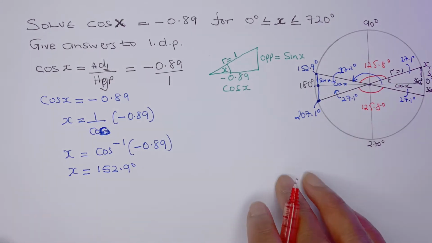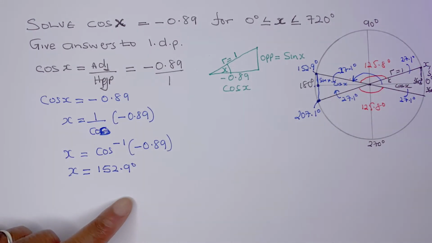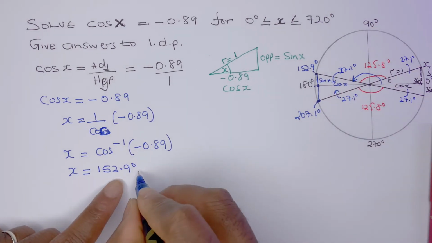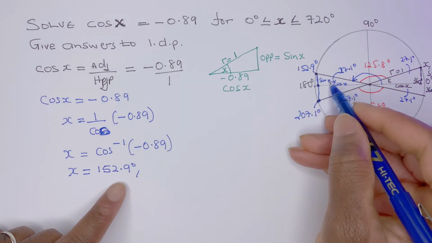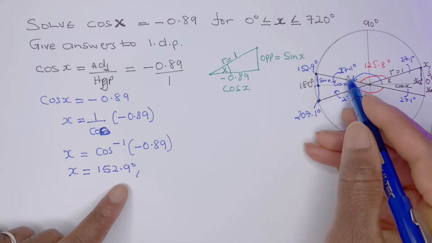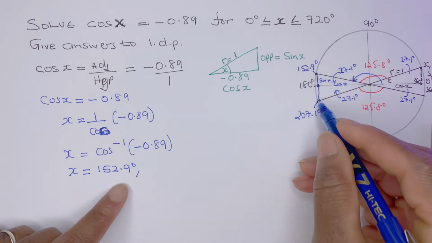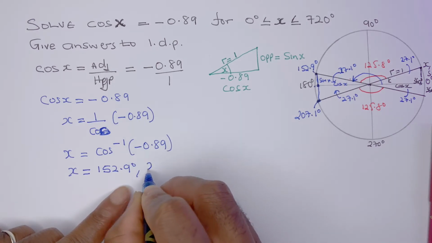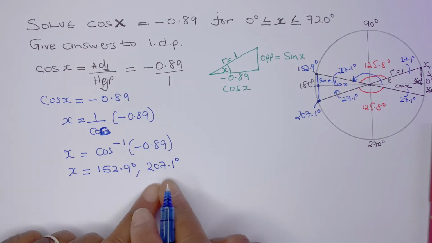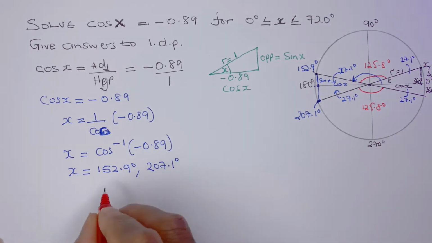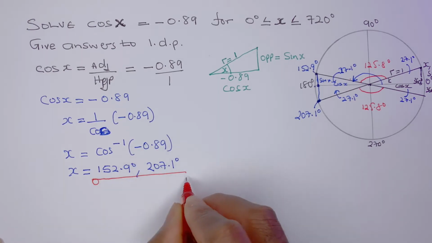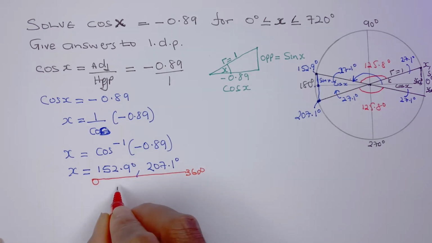And now, the second angle I'm looking for is that one, which is 152.9, and I add 27.1, which is that one, another 27.1. So 180 plus 27.1 is 207.1 degrees. So that's the second angle I'm looking for. And these values are in the range of 0 degrees to 360 degrees. So that's what that is.